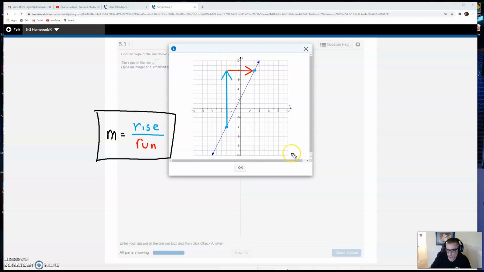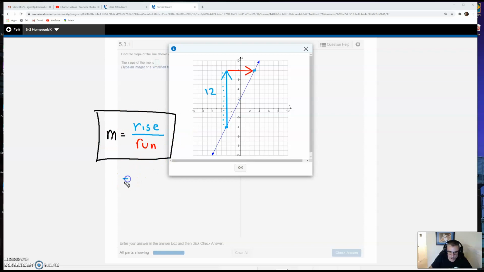So let's go back and actually put some numbers in here. I've got to count how much I went up and how much I went over. Now, when you count how much you went up, I don't count the lines, I count the boxes. The boxes are what are measuring the space. So I went up 1, 2, 3, 4, 5, 6, 7, 8, 9, 10, 11, 12.